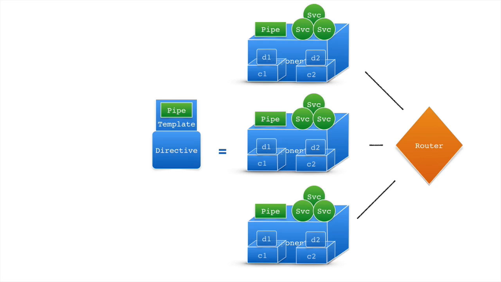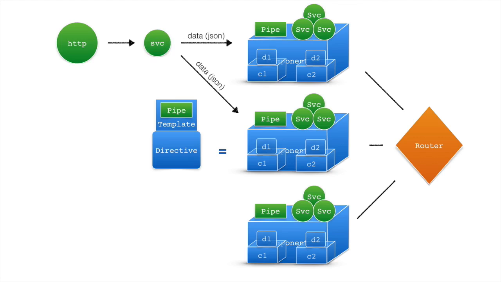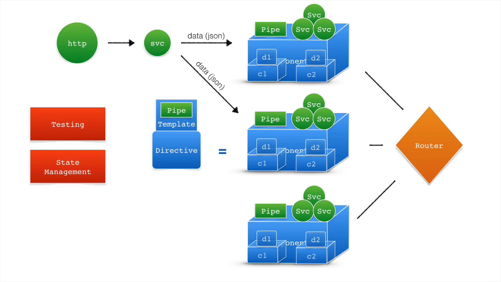So now you have components, and you have the router that decides which component to show, but you need to get data from the server. And that's where the HTTP module comes in. You can pass data from the HTTP module to services, and services are responsible for passing data to your components in the form of JSON. So this is a good picture to have so that you know how these different concepts are related to each other. And obviously you need to test your application, unit testing or end-to-end testing, and you also need to manage the state of the application, and we'll talk about those in more detail in the course.